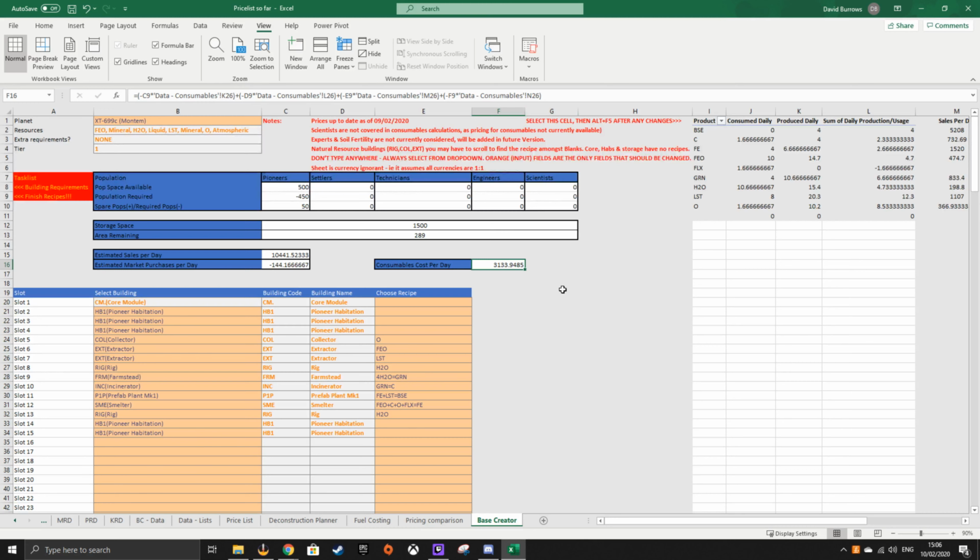The consumables here will calculate based on the required population to manage that base, and you can see there that it will take 3,133 money units generically of consumables per day. So the total profit of the base will be this minus that. So I should actually probably put a field in for that. That would make sense.